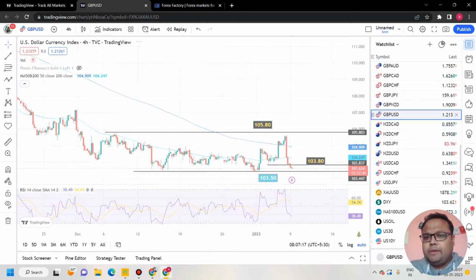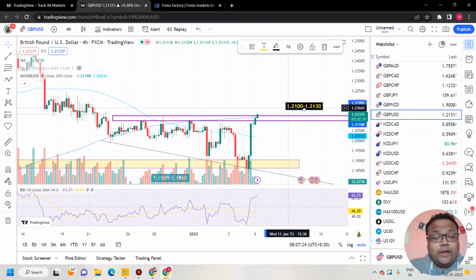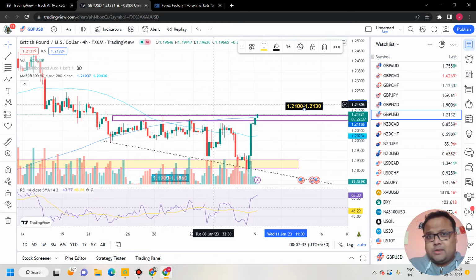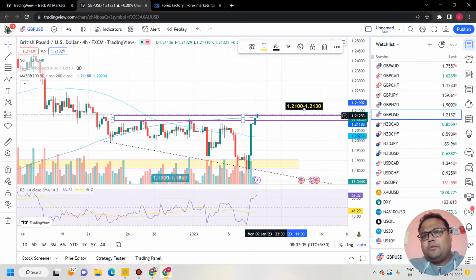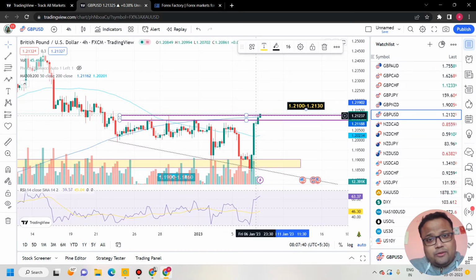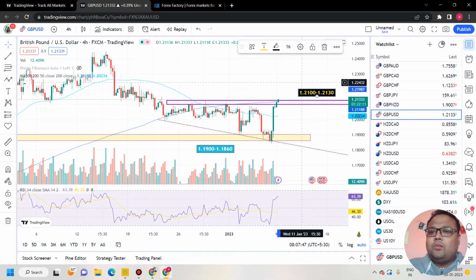Now let's head towards GBPUSD. As discussed in our previous video, the range of 1.2100 to 1.2130 will be very important, because this is a no trading zone for us. If the market reverses, we could have gone for a sell position, but as we can see right now, the market is going for a breakout, and as we have discussed, we can go for a buy position above this level, above 1.2130, and we can see the scenario right now.